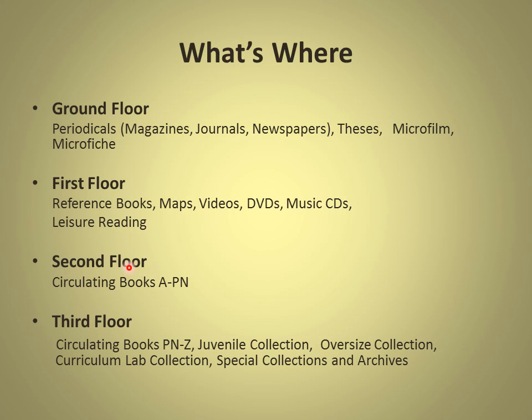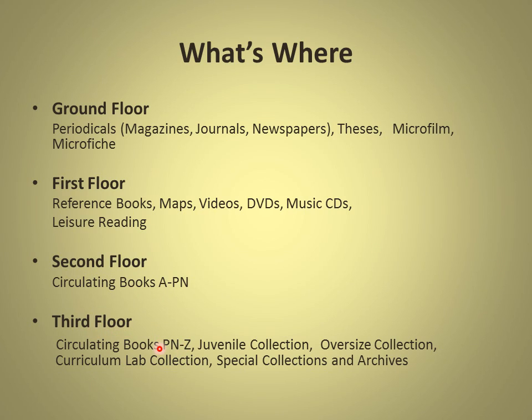On the second floor, we have the circulating collection. These are books that can be checked out. When you search the catalog for books and see the word stacks under location, that means the book is in the circulating collection. Books with call numbers A through PN are on the second floor. Books with call numbers PN through Z are on the third floor.